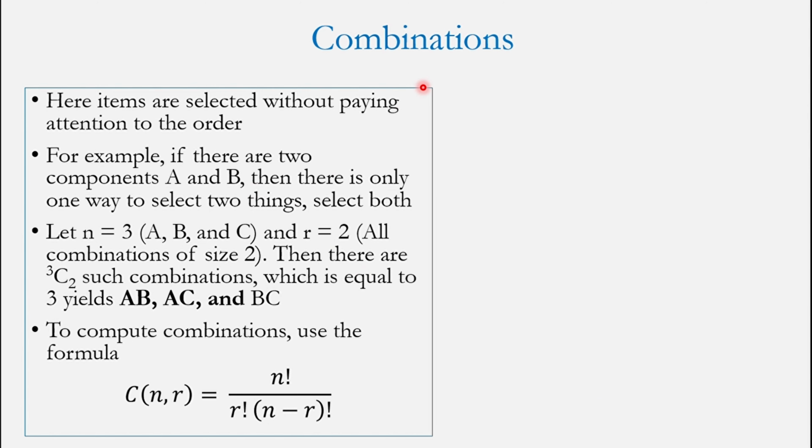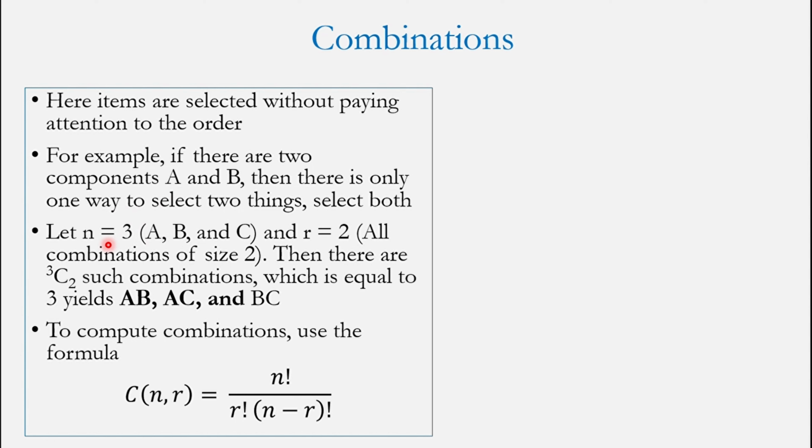Next, we have combinations, where items are selected without paying attention to the order. While in permutation we were keen about the order, here we do not pay attention to it. If we have 2 components A and B, there's only one way of selecting them. So AB and BA are the same thing here, because we are paying attention to the items themselves.